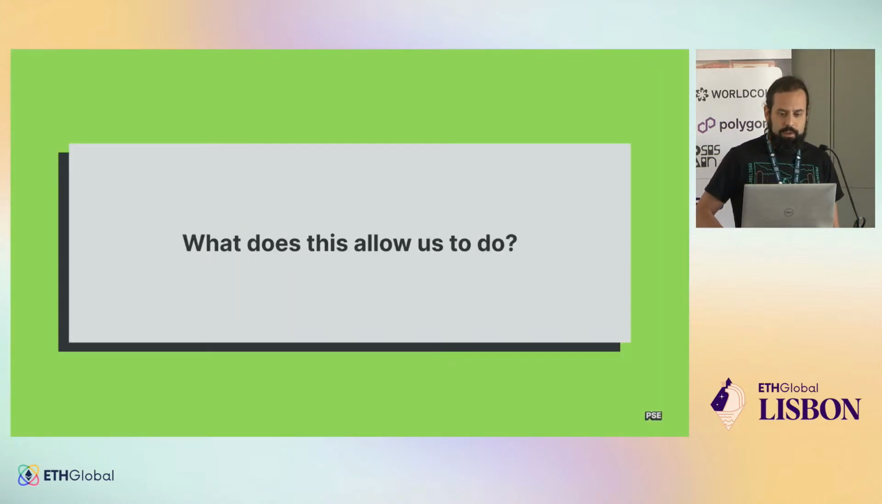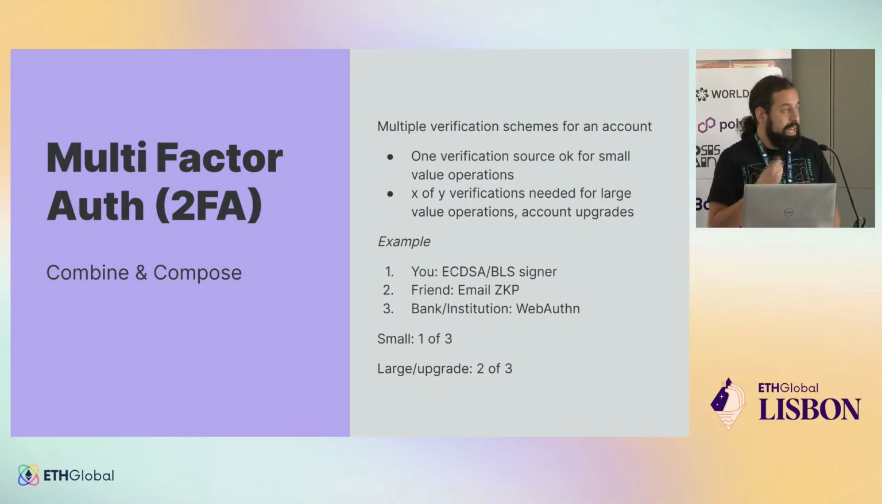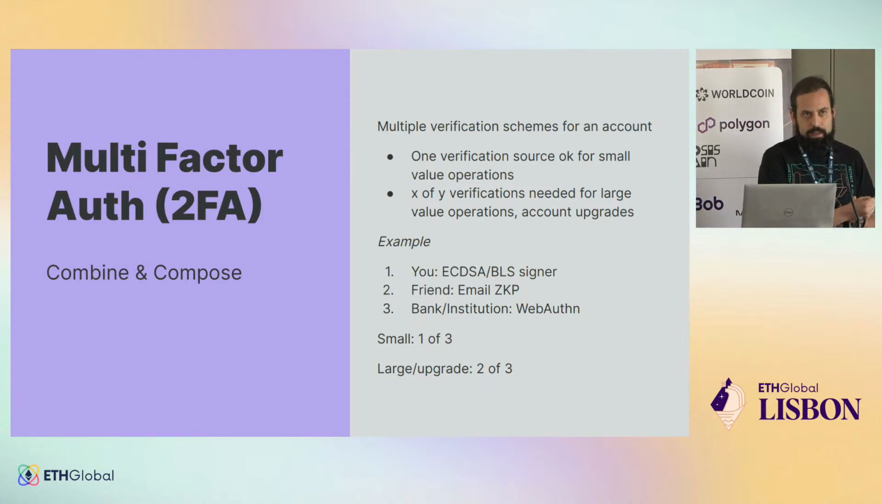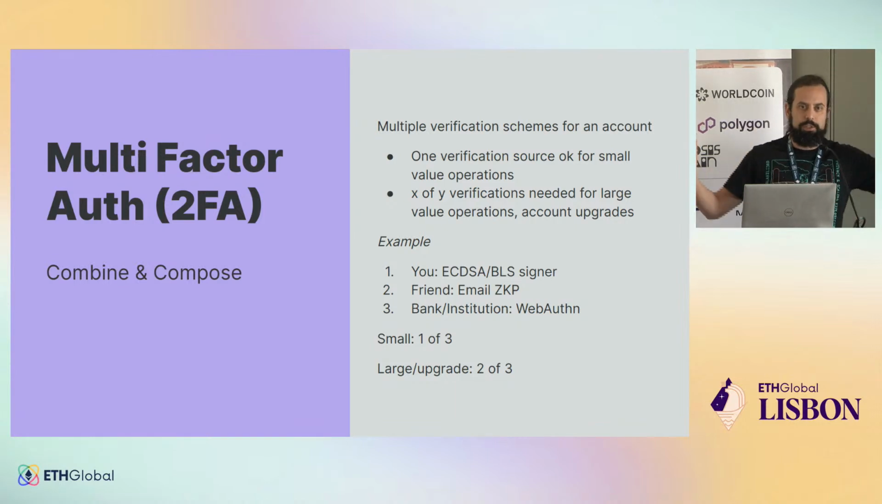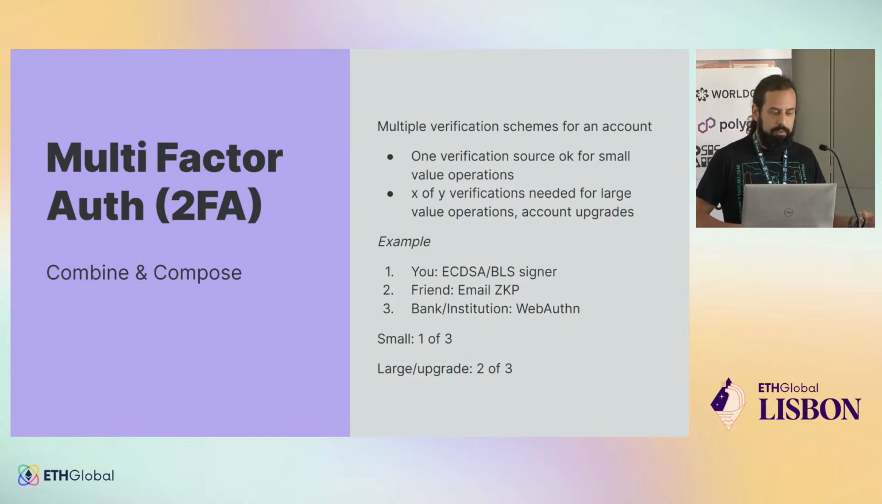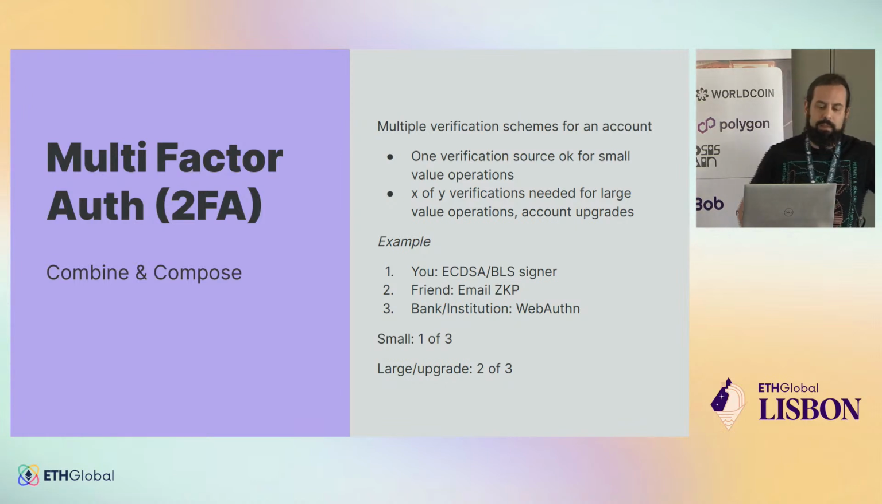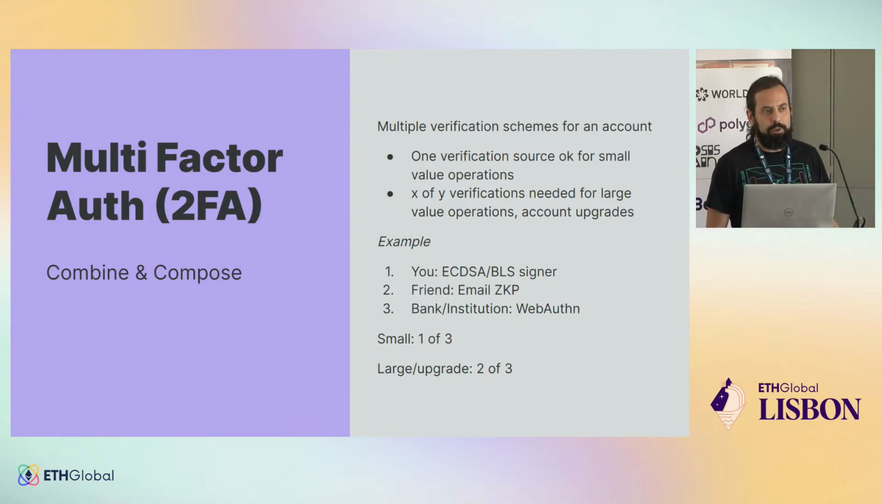So what does this allow us to do? We can have multi-factor auth situations where we combine and compose multiple of these together. And so for an account, for smaller things, you might be able to use one of these methods for sending small things. But if you want to upgrade the implementation or send larger amounts, you would need, say, 2 of 3 to do this. So in this example, you might have an ECDSA or BLS signer. Your friend may be just using their email to help you. And there may be a bank or institution you trust that also is a backup signer for those.